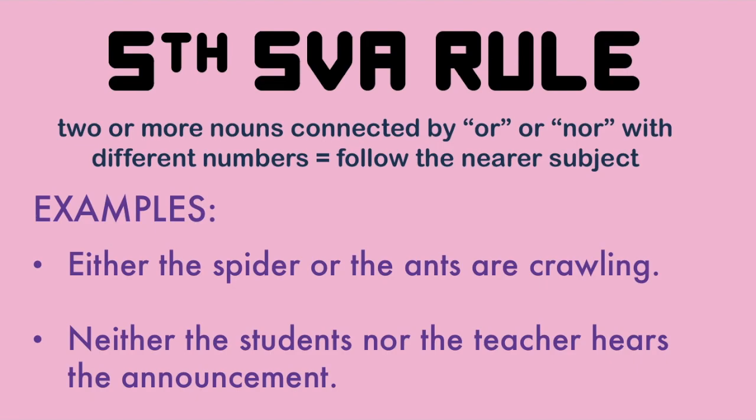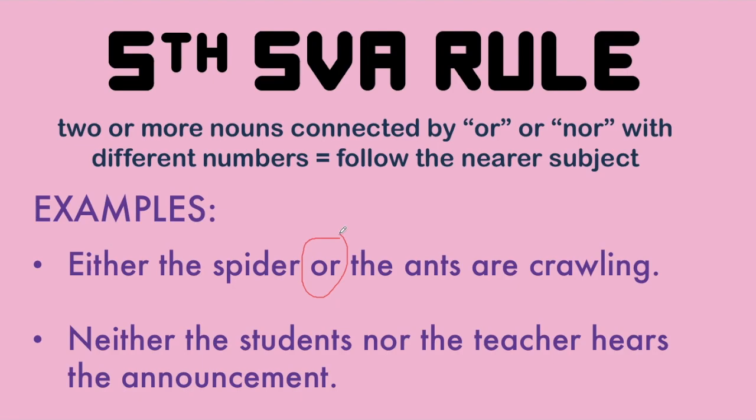Alright, so what happens if you use different numbers? What do I mean by that? 2 or more nouns connected by or nor with different numbers, you should follow the nearer subject. Let's go to example number 1. Either the spider or the ants are crawling. Okay, so you can see here, we used the conjunction or to connect the two subjects.